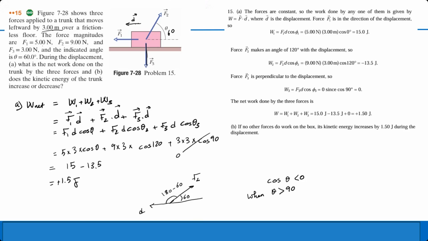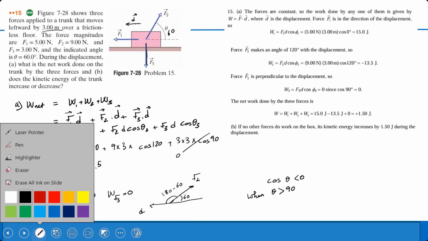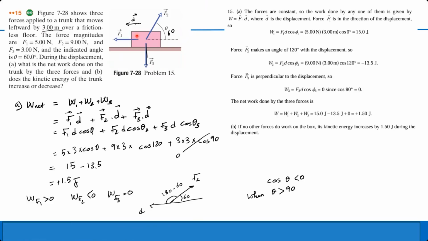I want you to take a look at things conceptually, regardless of the math. Now, the math says that the work done by F1 is positive and the work done by F2 is negative, and the work done by F3 is actually 0. Let's look at the physics. F1 is to the left, and the displacement is to the left. This means that F1 supports the motion. Both have the same direction. F1 will support the motion of the trunk. It will contribute to it.